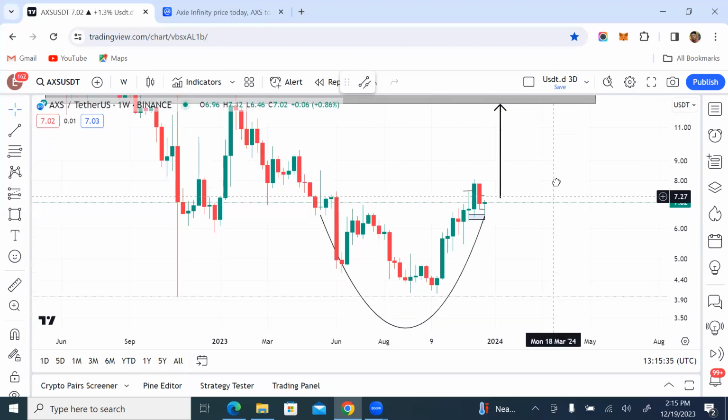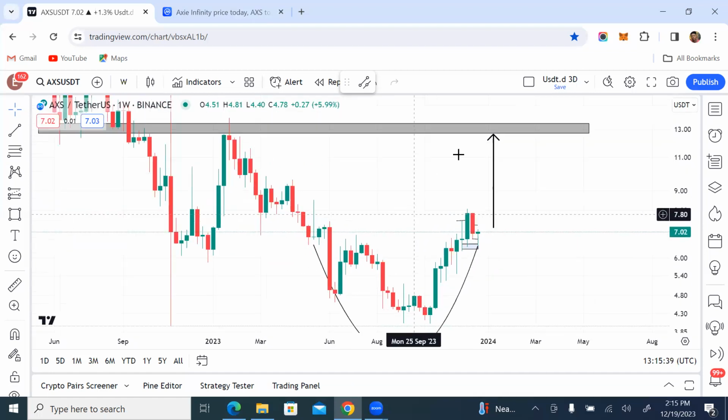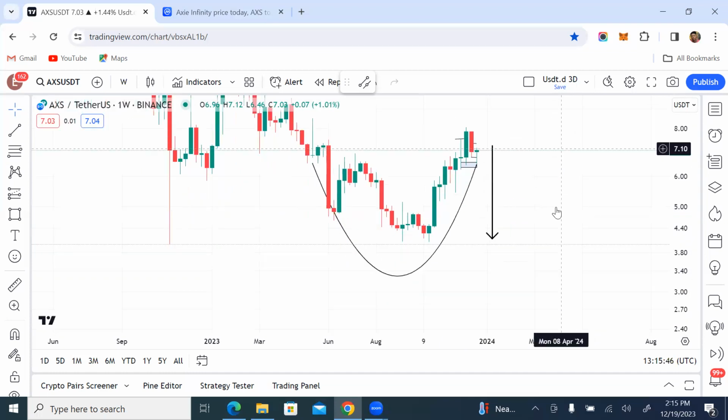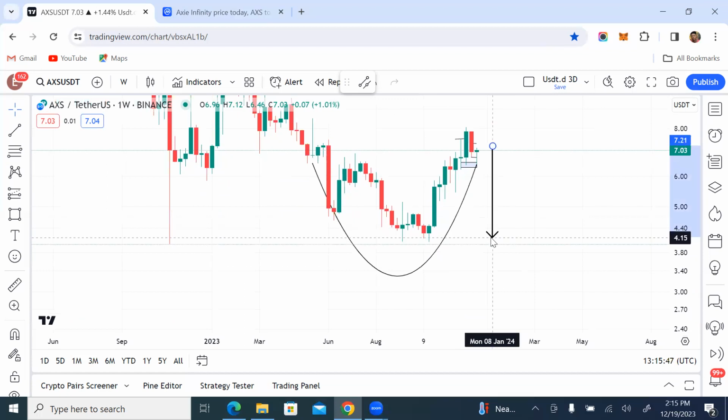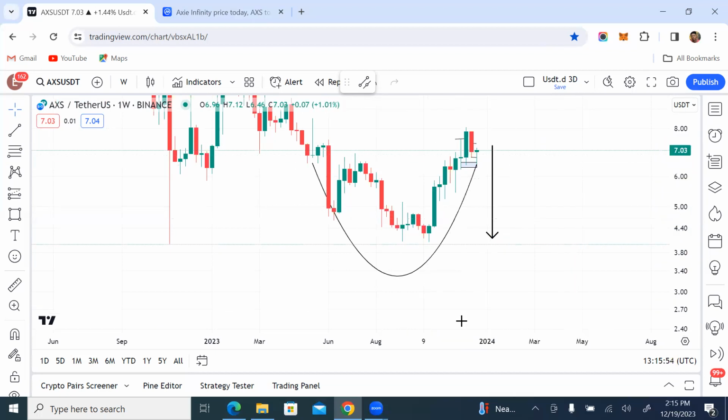And if we head back towards the downside, definitely we're going to be coming back to this region. We're going to be coming back to this region at about $4, and that should be our next target if we do not continue to make higher highs from the high points. So that's it for AXS.